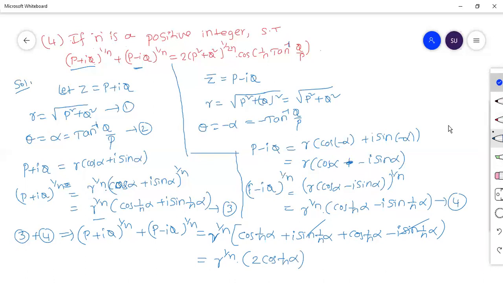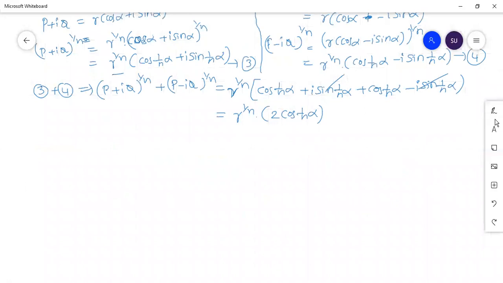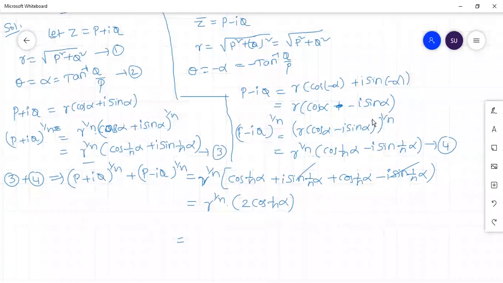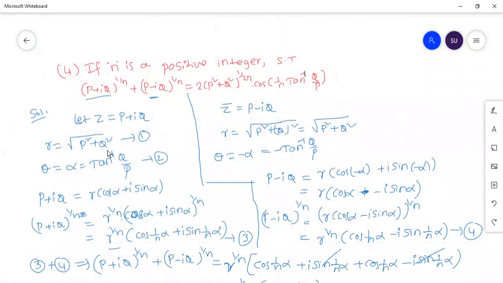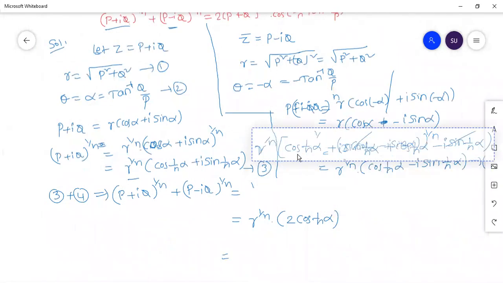Now here, see, right here. What is r from equation 1? In equation 1, we have written the r value. r is nothing but root over p square plus q square. Alpha is tan inverse q by p. That we have to write now. So if you substitute, you will get the answer.